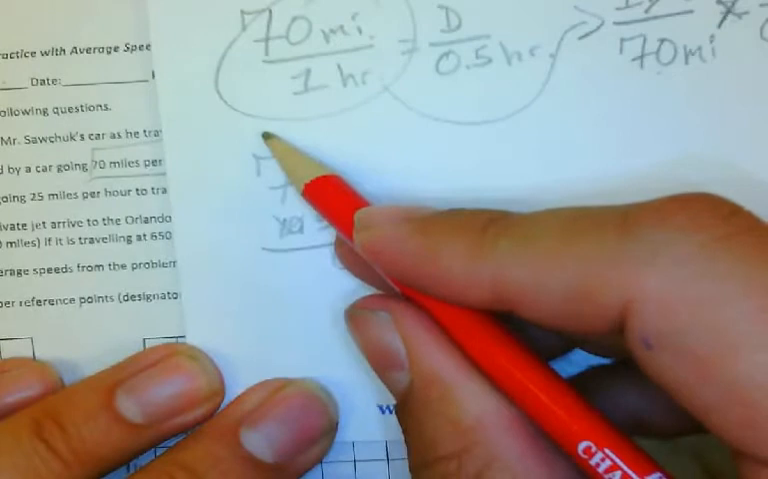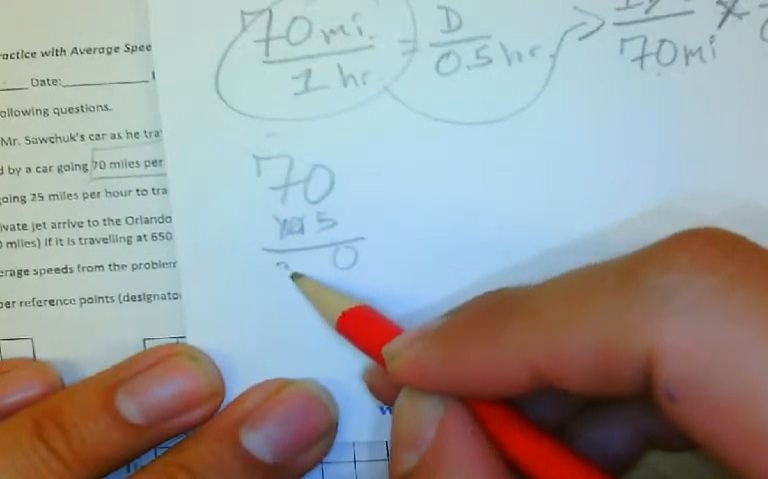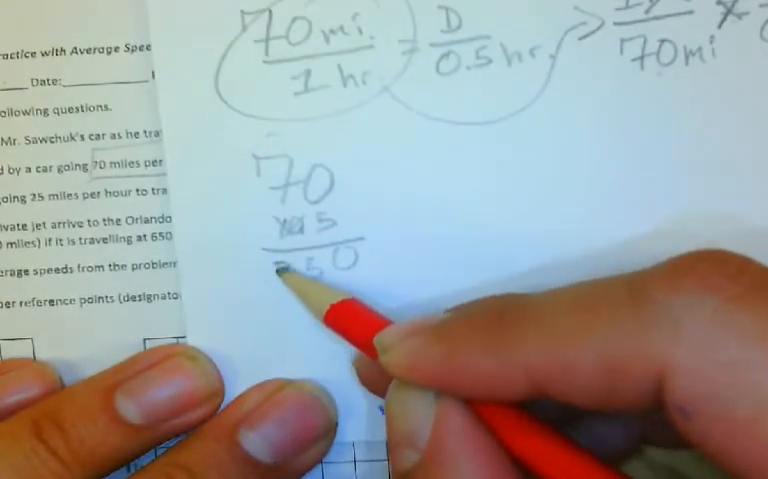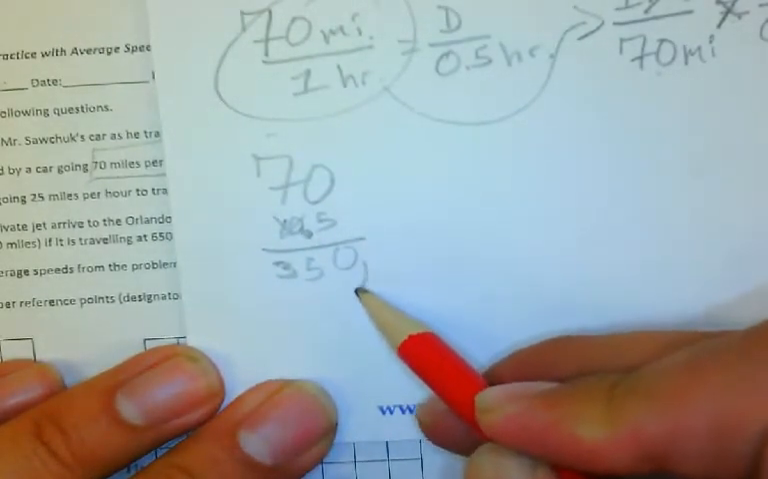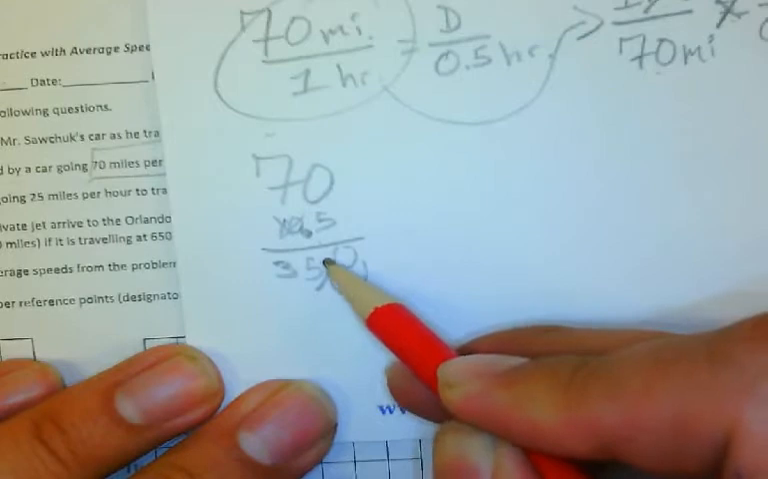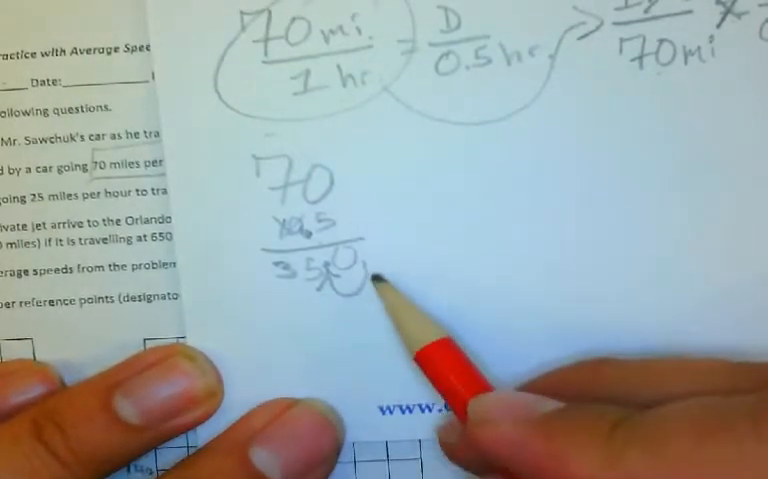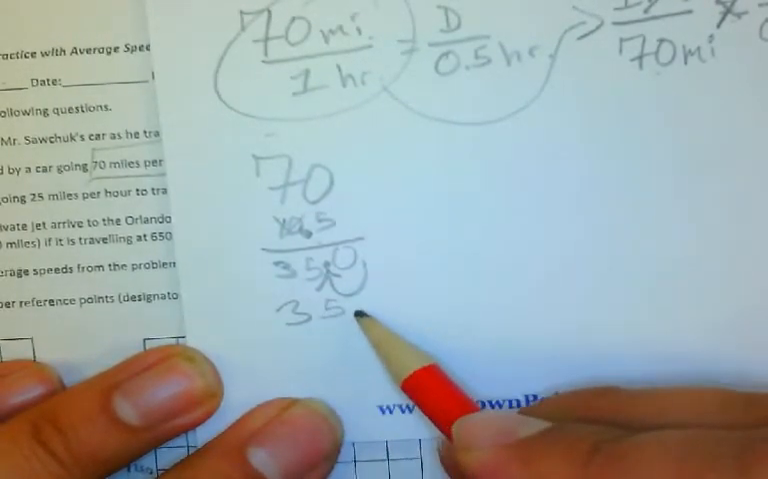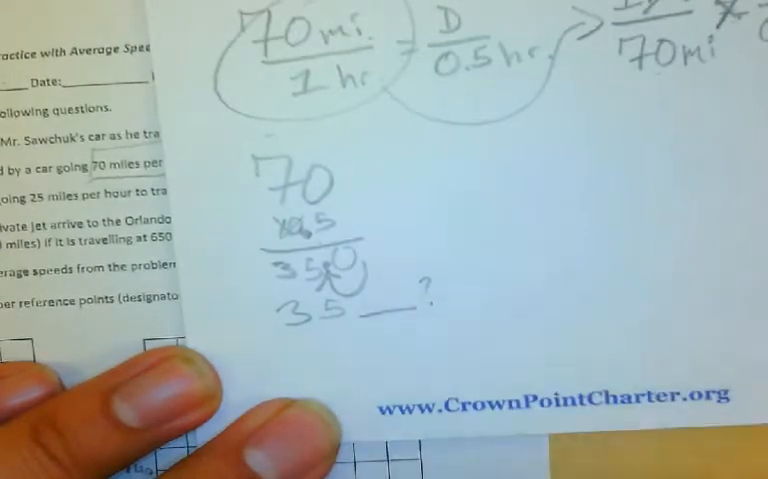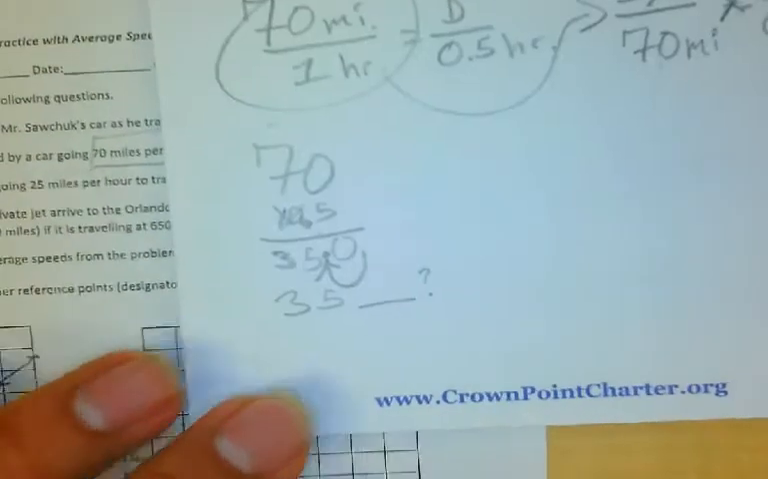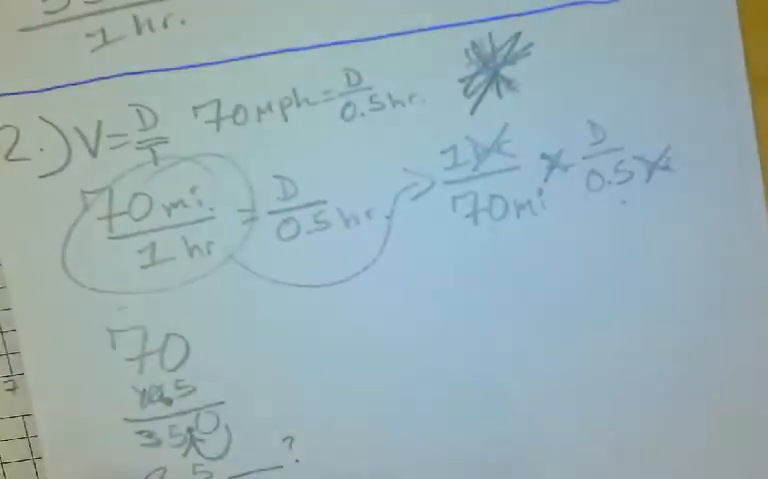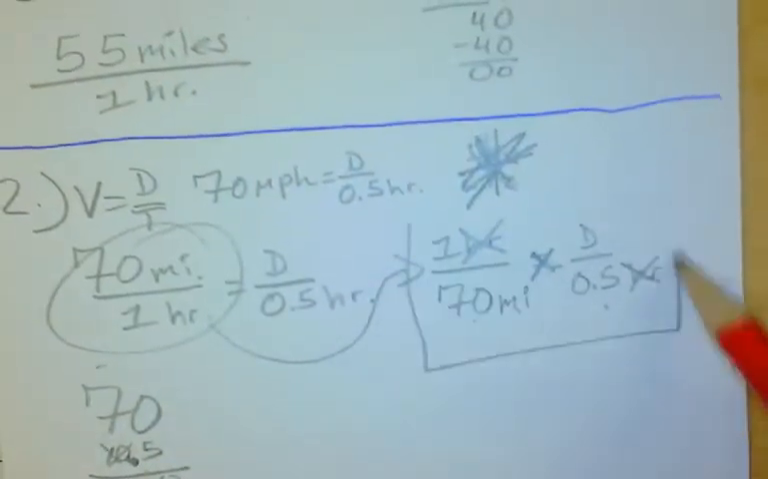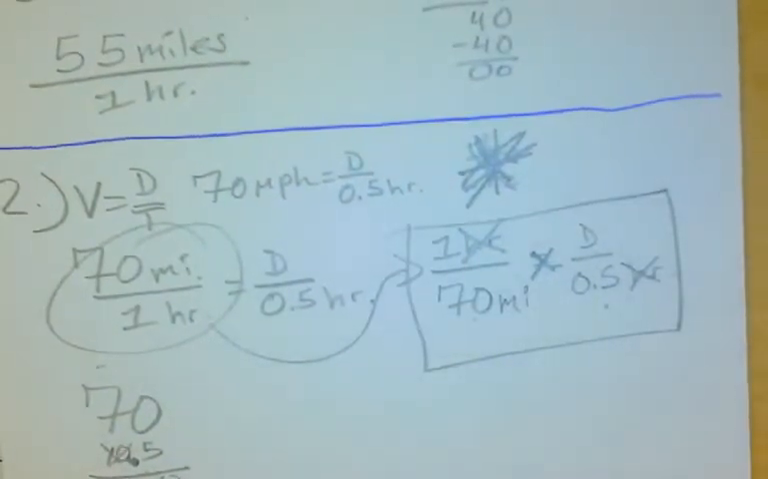0, 35. And we must not forget that happy little decimal right there. Decimal activated. So we've got 35 what? I'm expecting you to figure that out based on what was available here from when we cross multiplied.